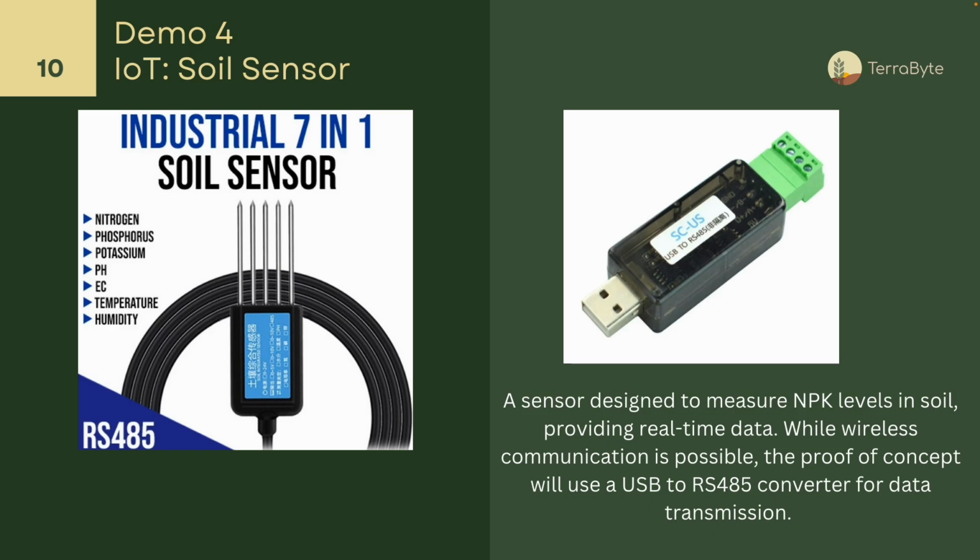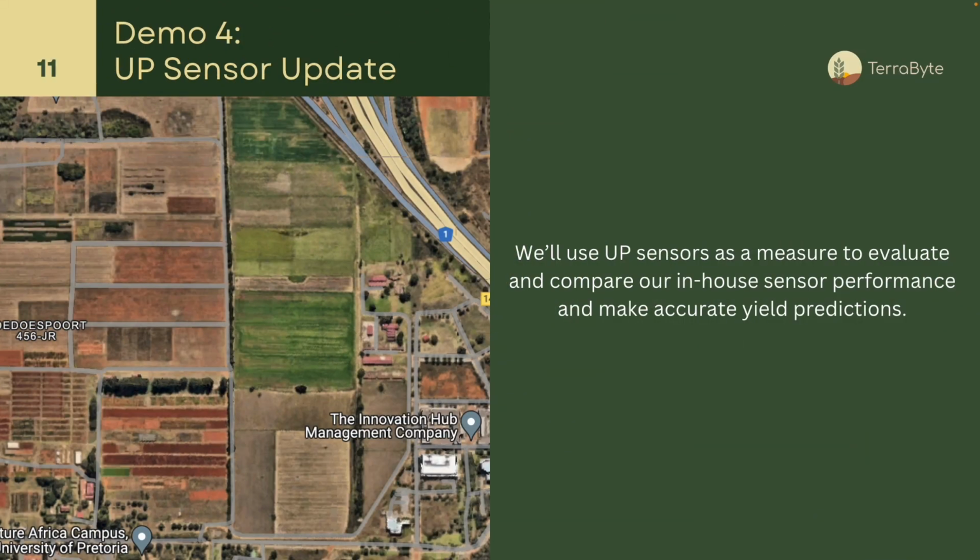Once we receive the data from the sensor, we will be able to sort it in a Python program and then send it to the AI model to give up-to-date predictions. And then we will also use other sensors as a measure to evaluate and compare our in-house sensor performance and make accurate yield predictions.